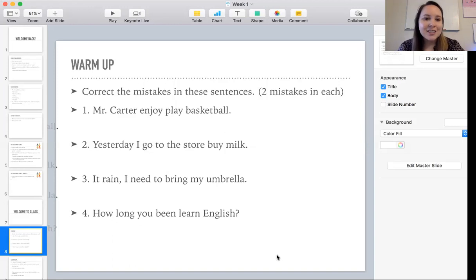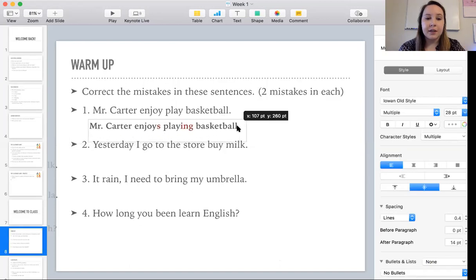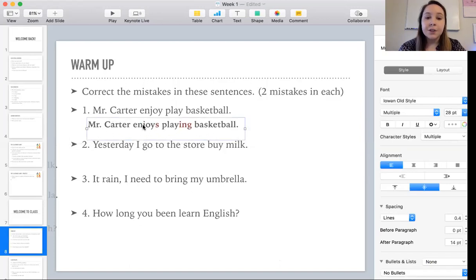All right, let's check those sentences. If you need more time, just pause the video. So sentence 1, there were a few problems in it. The first problem we see is with the verb. Mr. Carter is one person, and we are using it in the 3rd person. So Mr. Carter enjoys. You have to put that S on the end. So we would say, I enjoy, you enjoy, but Mr. Carter enjoys.